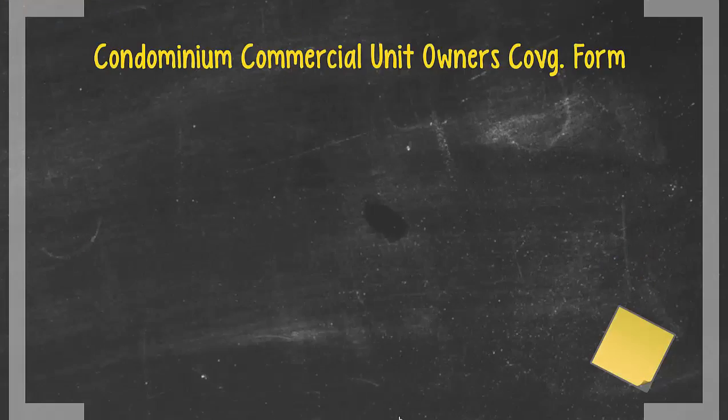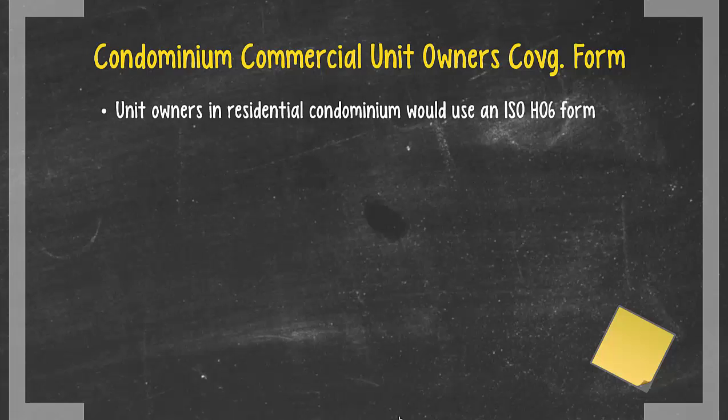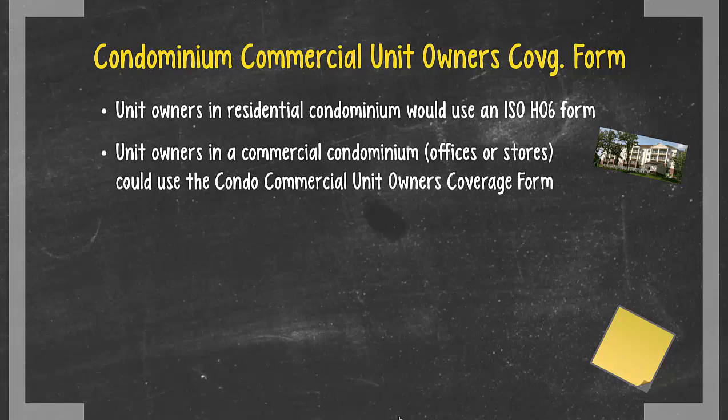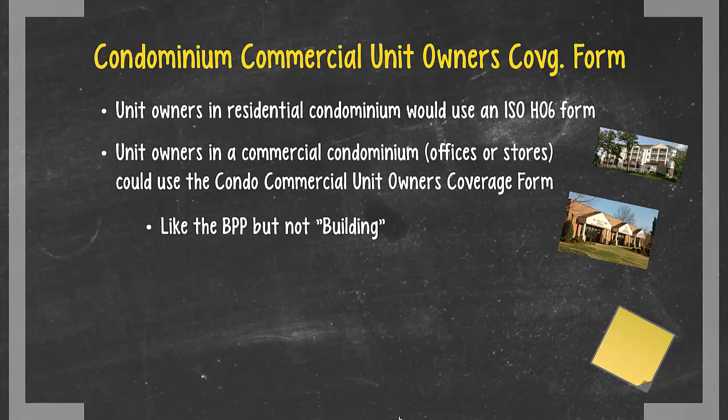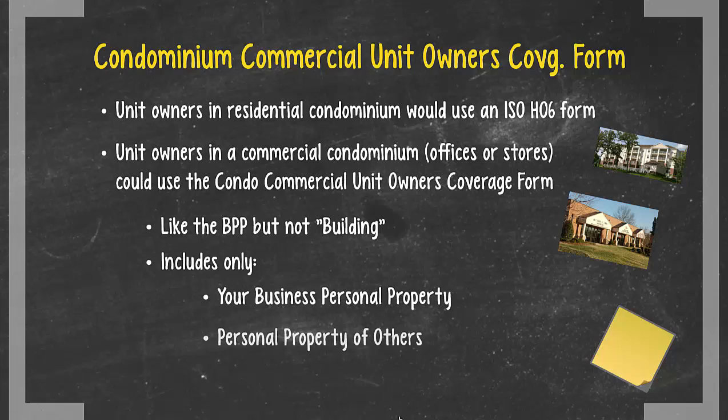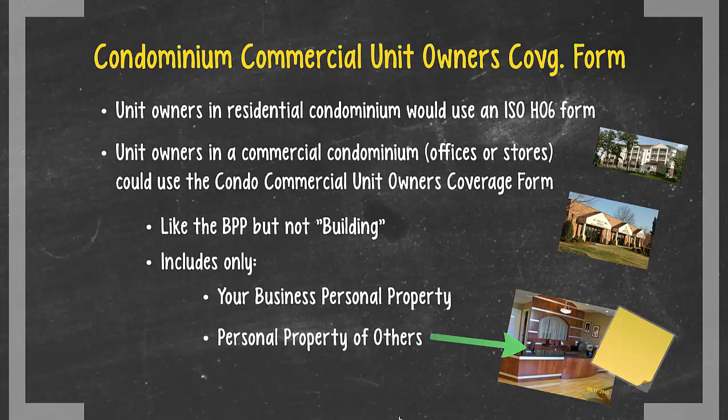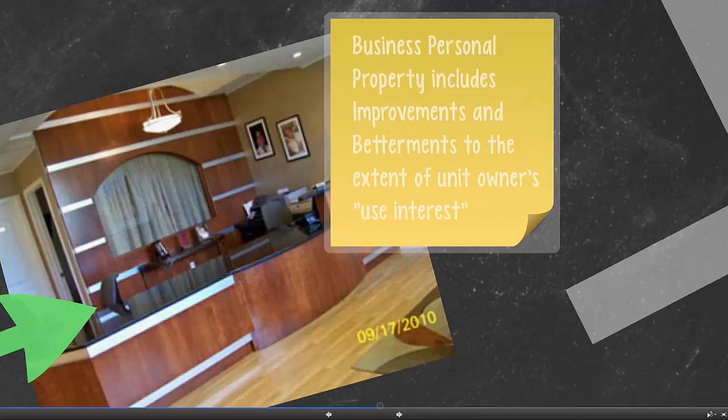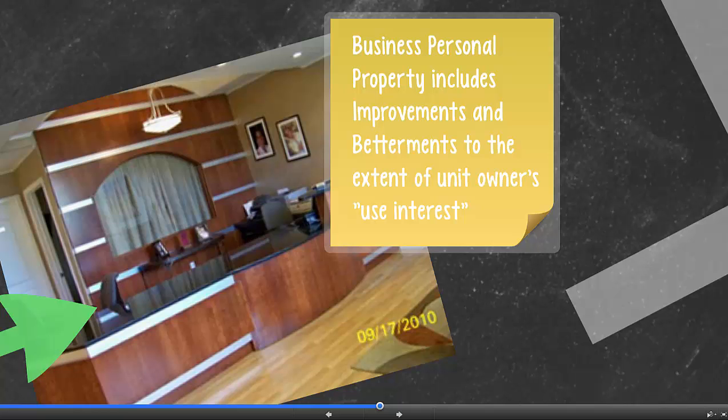Now let's talk about the condo commercial unit owners coverage form. Unit owners in residential condominiums would use an ISO HO6 form, which we studied in Insurance 205. Unit owners in a commercial condominium, offices, or stores could use the Condo Commercial Unit Owners Coverage Form. This is like the BPP, but it doesn't have the same building coverage as the BPP. It includes only your business personal property and personal property of others. One note on this, business personal property includes improvements and betterments to the extent of the unit owner's use interest.